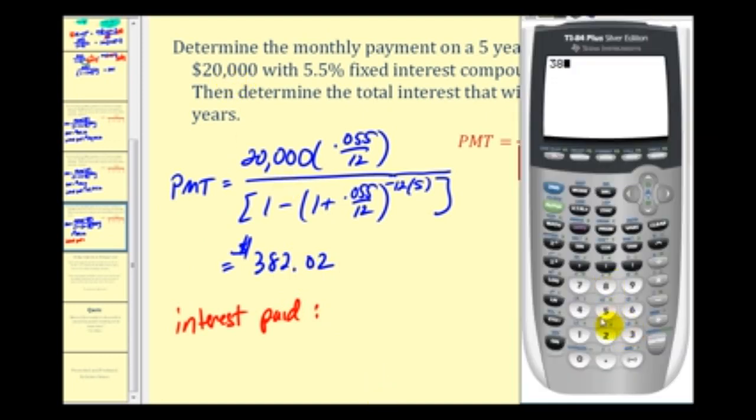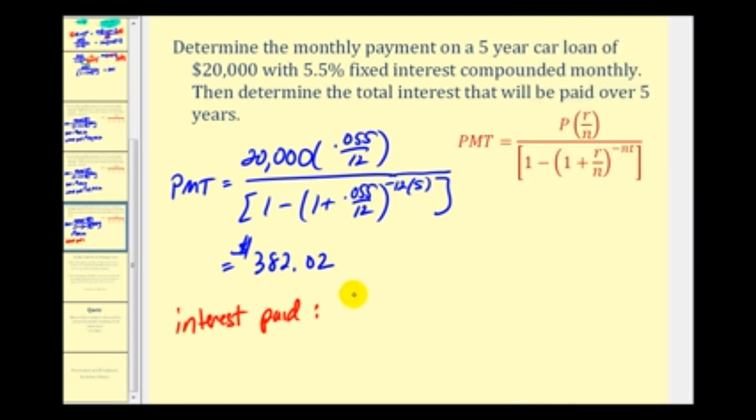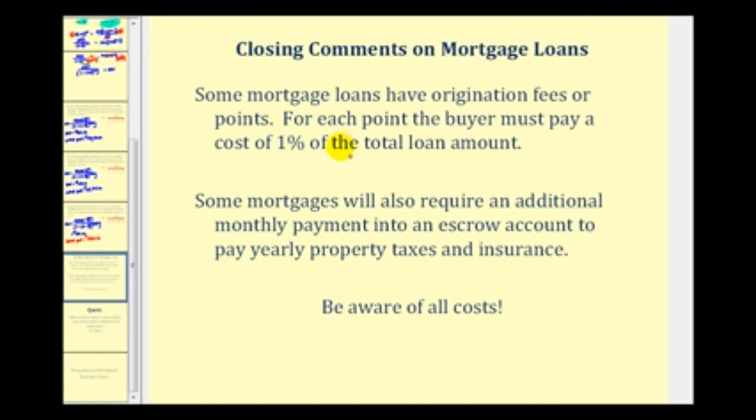So of $382.02 times 12, that'll be the amount paid per year, times 5 years. So $22,921.20 is the total amount paid, minus the loan amount leaves us with the amount of interest paid. So almost $3,000 of interest, or $2,921.20.